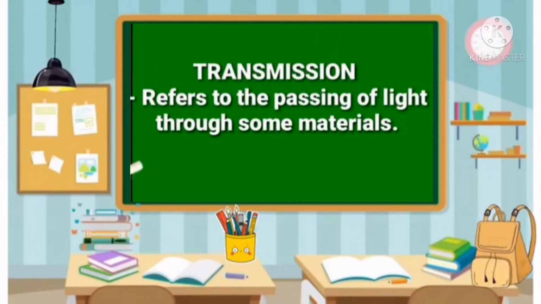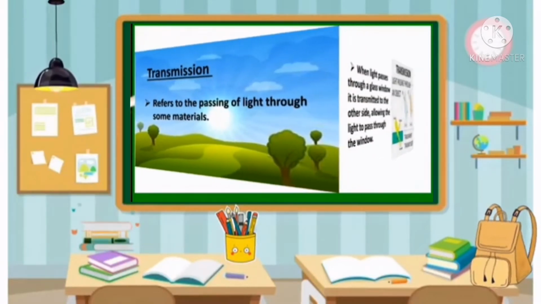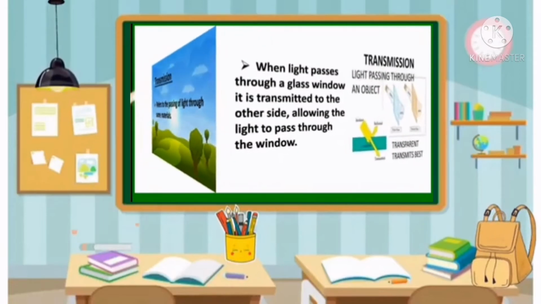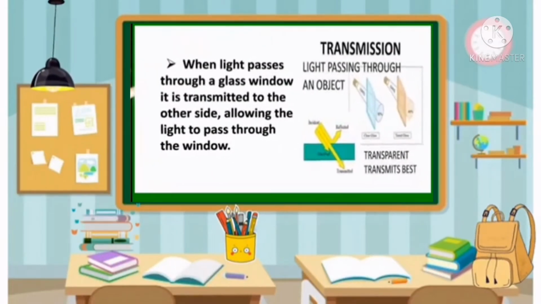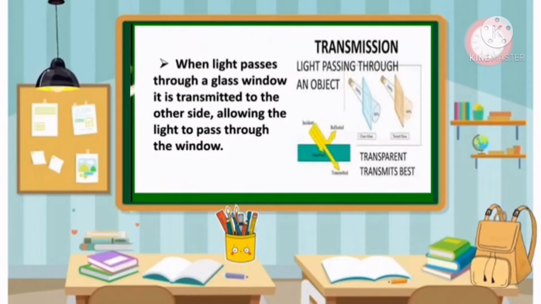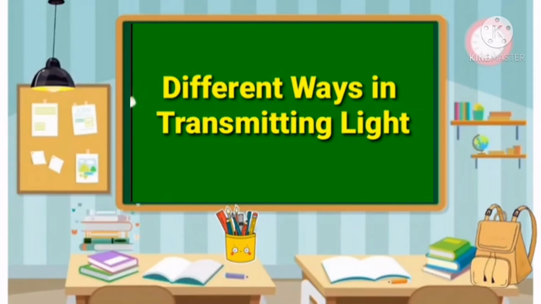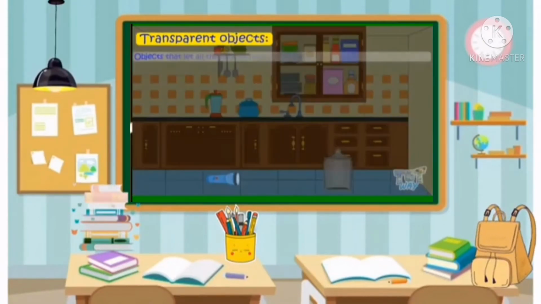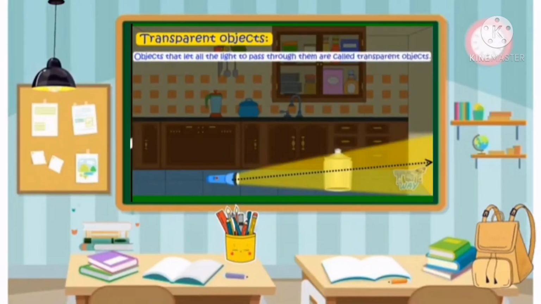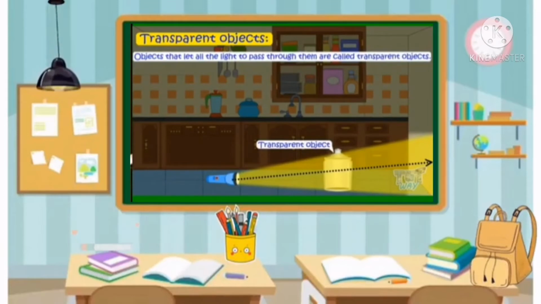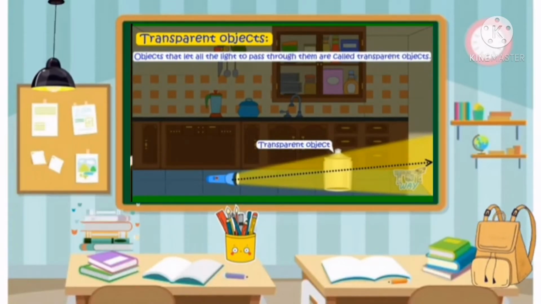Then we have the transmission. It refers to the passing of light through some materials. Example, when light passes through a glass window, it is transmitted to the other side, allowing the light to pass through the window. There are different ways in transmitting light. First, we have transparent objects. Objects that let all the light to pass through them are called transparent objects.